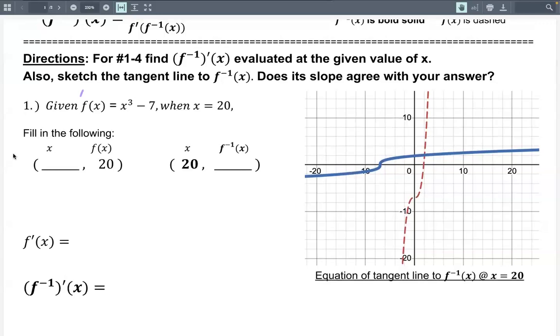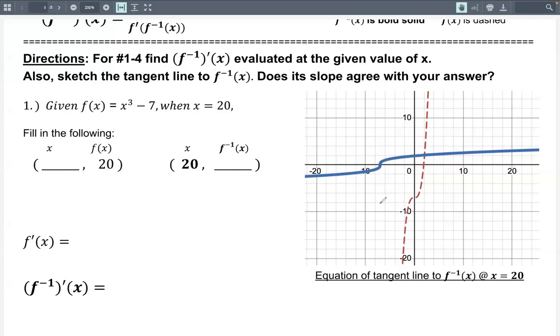You will see that we have the graph of x cubed minus 7. We have that in red dashed. And I've also graphed the inverse of that, which is in blue. So you'll notice a couple of things. Notice that the graph of the red x cubed minus 7 is kind of tall and skinny, and its inverse is kind of wide and not very tall.